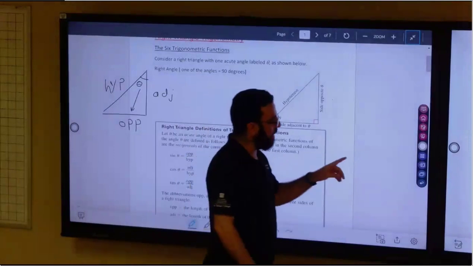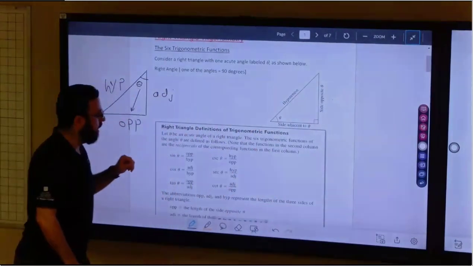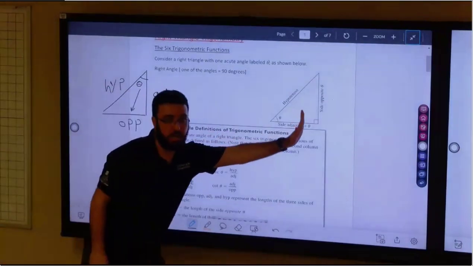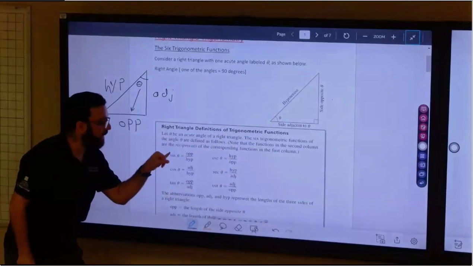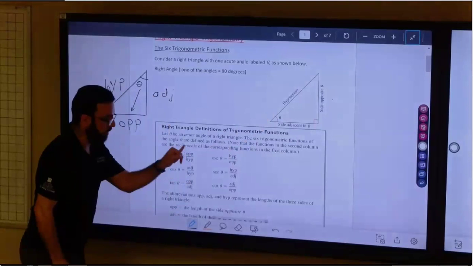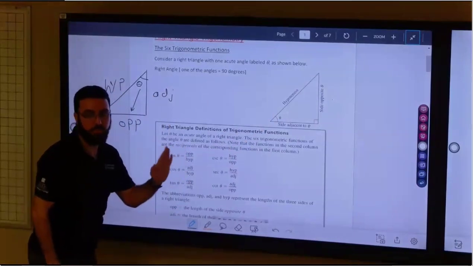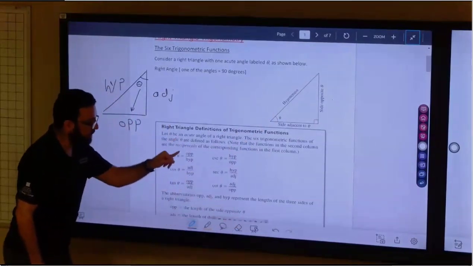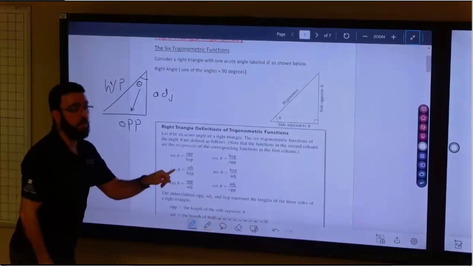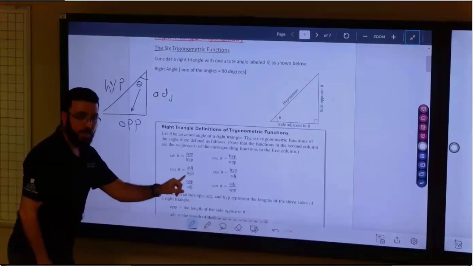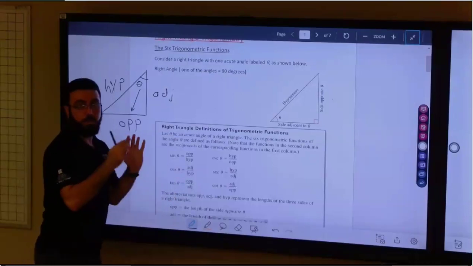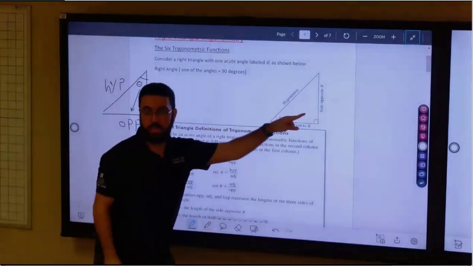Now let's check the trig functions. If they ask you to find the sine, for this triangle, it's going to be the opposite divided by the hypotenuse. This is the rule. Every time they ask you to find the sine, you use opposite divided by hypotenuse. Cosine is adjacent over hypotenuse. Tangent is opposite over adjacent. You got the points? I'm giving you the rules, but if you can't remember the rules, you go back to the triangle.